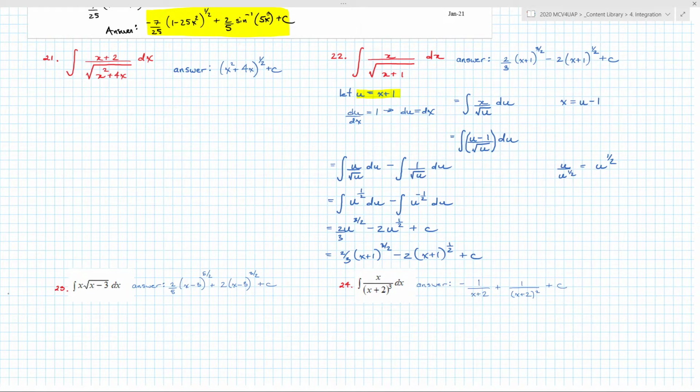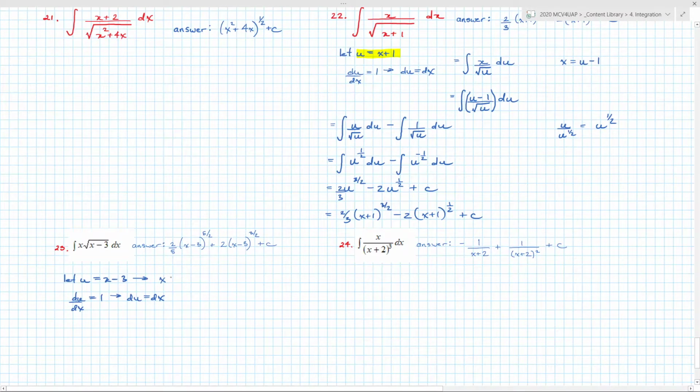Sir, can you do 23? Yep. So again, substitution is not obvious because, like I would say, let's let u equal x minus 3, but the problem is that the derivative is just 1, which I don't see in the integrand. So we're going to have to do the same thing. We're going to have to rearrange this and get an expression for x, which means x would be equal to u plus 3.